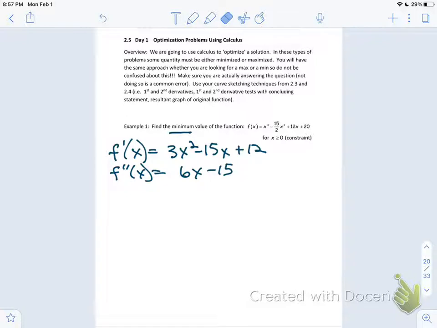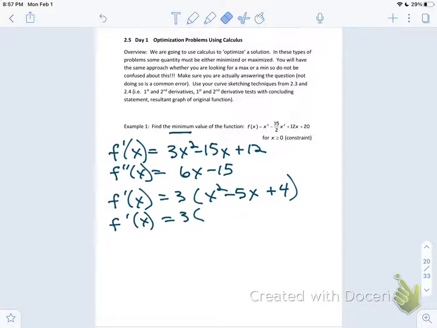Okay, so now I'm going to factor my first derivative first by factoring out a 3: x squared minus 5x plus 4. This is going to make your problem a lot simpler. Next, do your factoring inside. You should be getting (x minus 4)(x minus 1). All right, so what are your critical values? You should say that the critical values are 1 and 4. So now let's test them.